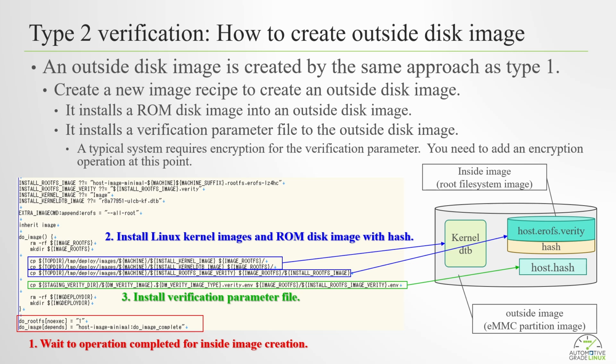First, wait for the operation to complete for the inside disk image creation, by waiting on this one and this one. It installs the inside disk image into the outside disk image as in this description. And install a verification parameter file to the outside disk image. It's this description.